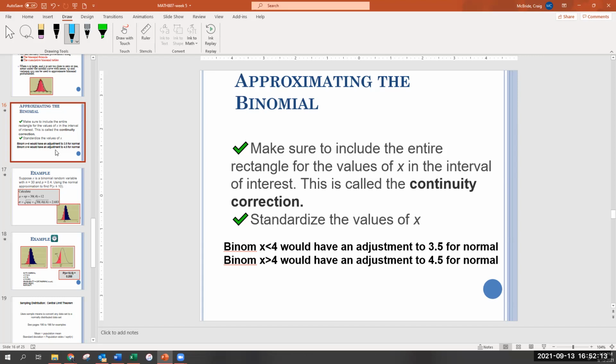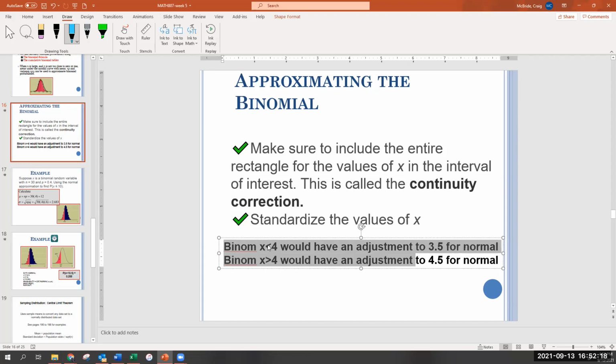If that's making your head hurt, just write this in your notes: anytime you're doing a less than, you go half of a point below that number, and anytime you're doing a greater than, you go half of a value above. So it's kind of nice that it's intuitive. Less than, you subtract a half. Greater than, you add a half, okay? And that's how you can get a more accurate approximation using the normal curve when you're trying to approximate the binomial.